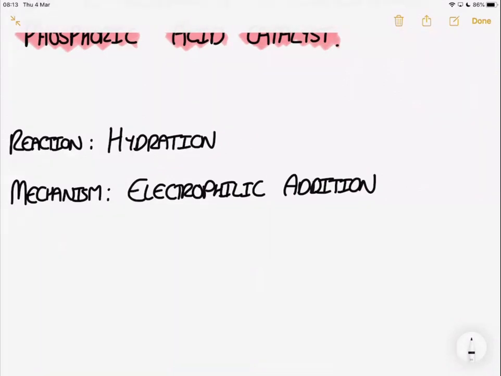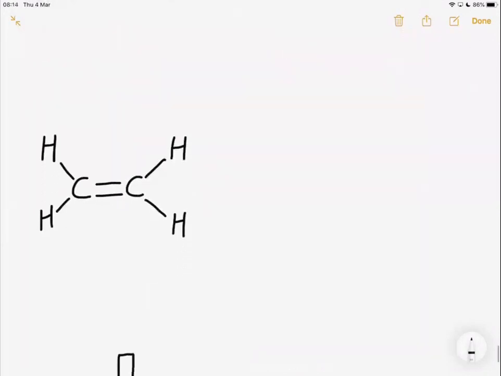Just to remind people about this, right? The reaction type and the mechanism type do not have to be the same thing. If you remember back a few lessons ago, we had addition reactions, and then we had the mechanism of electrophilic addition, and they might be the same process, but you can have addition reactions that don't occur via electrophilic addition, for example. In this case, the type of reaction, we're calling it a hydration, okay? But the mechanism is electrophilic addition. Let's have a look at how it works, okay?